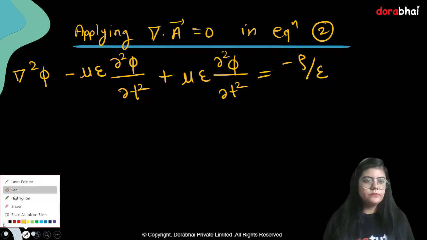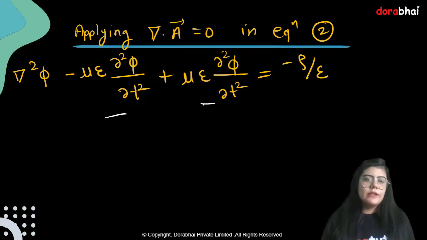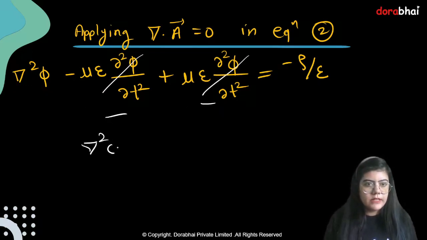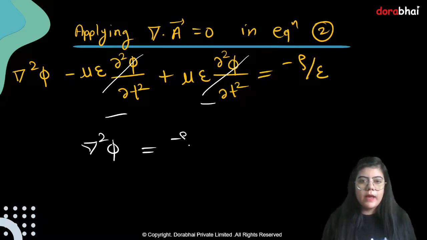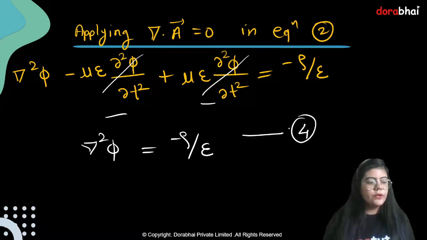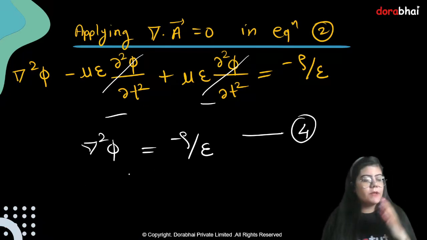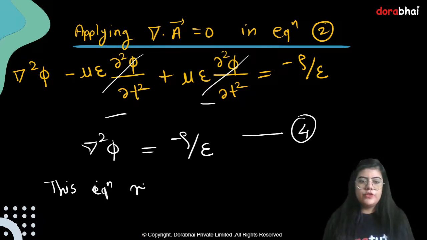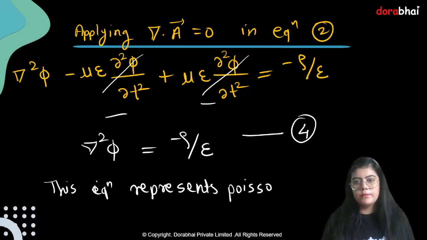Now here, these two values are the same, so they will get cancelled. What will we get? We will be left with ∇²φ equal to −ρ/ε. Let's consider this as equation 4. This equation represents Poisson's equation. This equation is known as Poisson's equation.